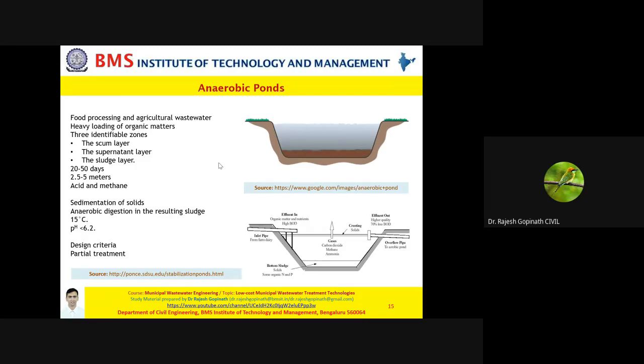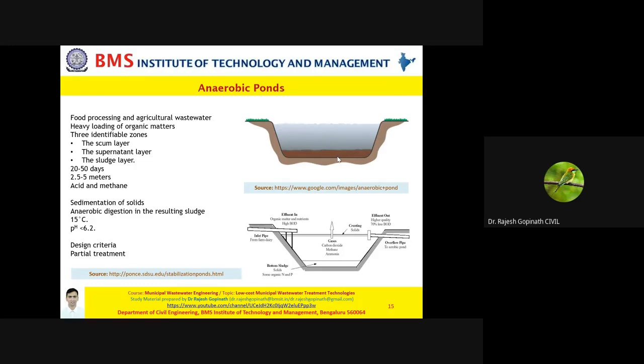Now, typically in your anaerobic pond, there are three identifiable zones. I'm talking about the basic design of an anaerobic pond. First is a scum layer, that is the one which is floating at the top. Second is a supernatant layer. That is basically the wastewater which is actually treated and is just below the scum. Scum is a floating part, and below that is the supernatant layer. And at the bottom, you have your sludge layer, wherein all the settling and sedimentation has taken place.